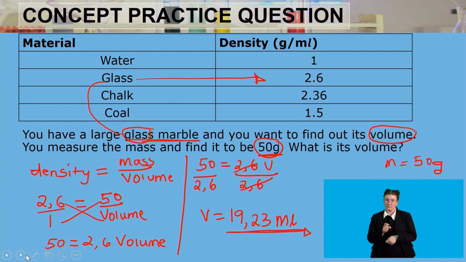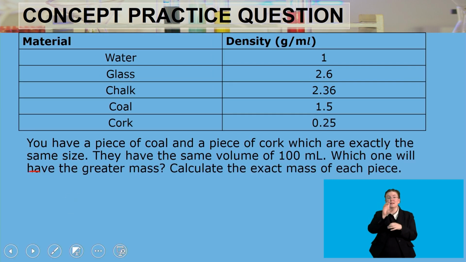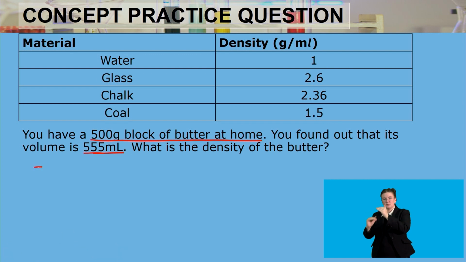So our next question is asking us again to do a bit of calculations. We are told that we have a 500 grams block of butter at home, and we found out that its volume is 555 milliliters. What is the density of the butter? So remember the equation. Density is equal to mass over volume.